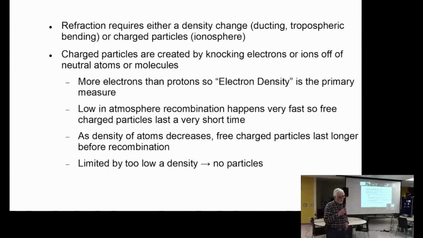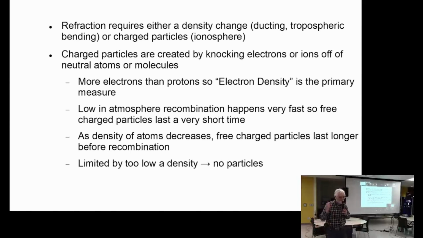And charged particles are created by knocking electrons or ions off of neutral atoms or molecules. And the important thing here is electron density, because there are more electrons than protons, and the density of those is what causes the bending. And it doesn't happen low in the atmosphere because the atmosphere and the material is so close together that recombination happens immediately. So there's no time to have an electron floating around.